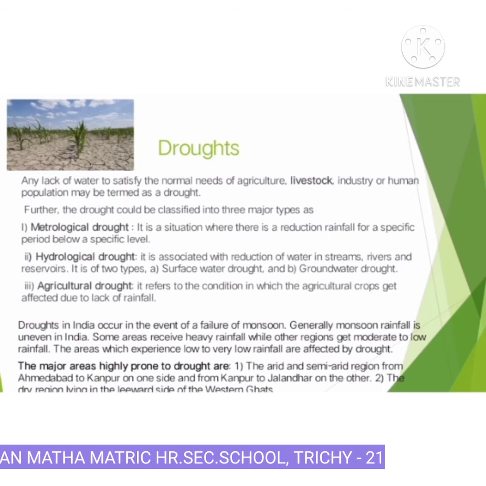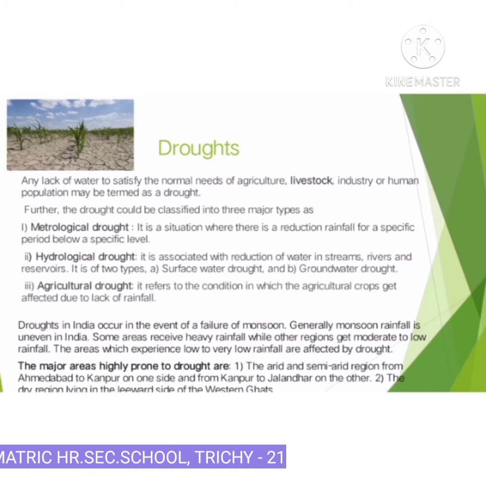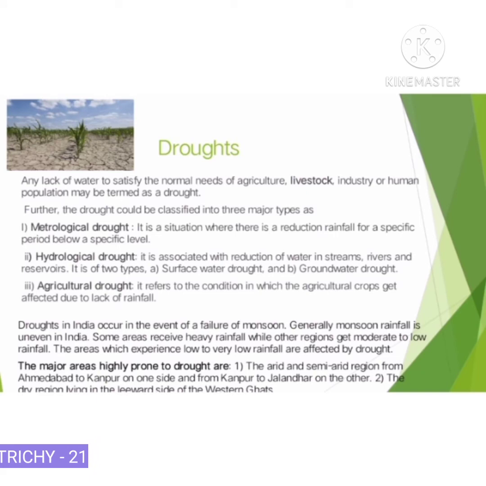The third one is agriculture drought. It refers to the condition in which agriculture crops get affected due to lack of rainfall. Drought in India occurs in the event of failure of monsoon. Generally, monsoon rainfall is uneven in India. Some areas receive heavy rainfall while other regions get moderate to low rainfall. The areas which experience low to very low rainfall are affected by drought. The major areas highly prone to droughts are the arid and semi-arid region from Ahmedabad to Kanpur on one side and Kanpur to Jalandhar on the other side, and the dry region lying on the leeward side of the Western Ghats.